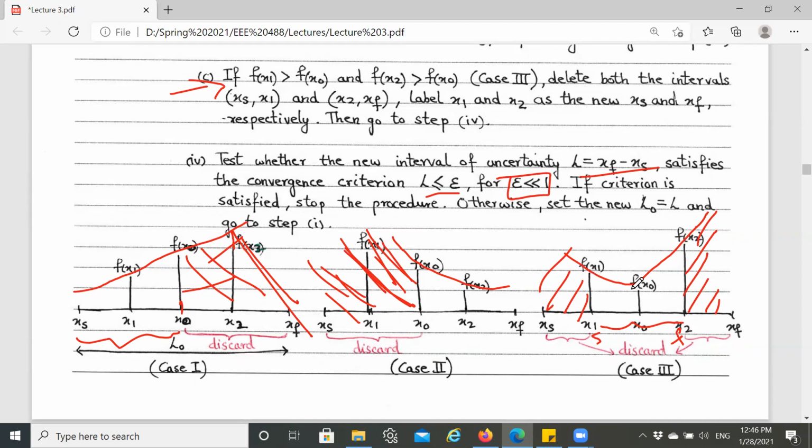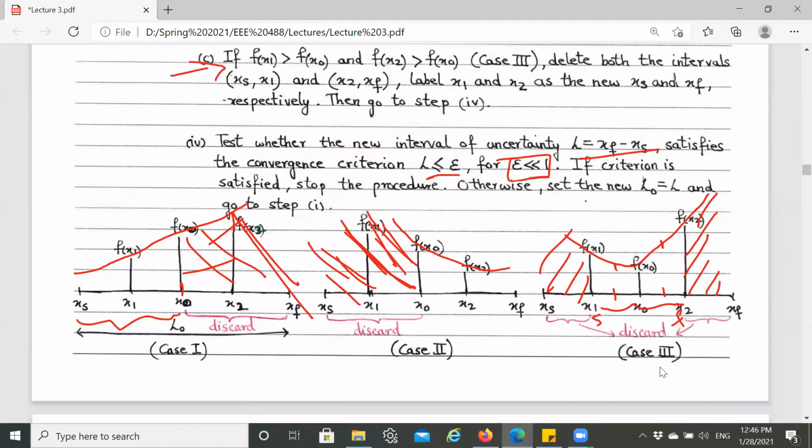So now you have to find 2 points, right? Again, you divide this part into half, this part into half. Now you get 4 equally divided intervals and you repeat the same test as before.